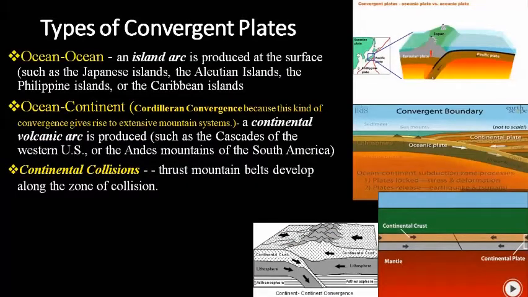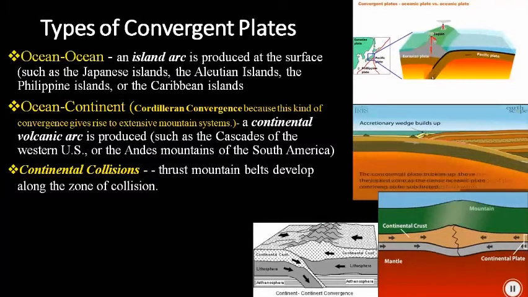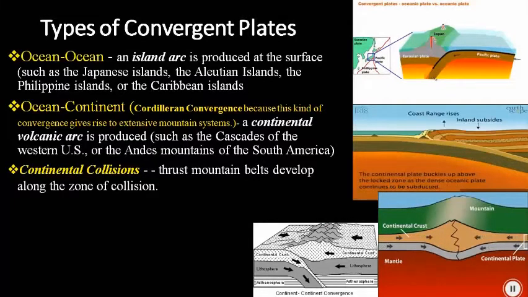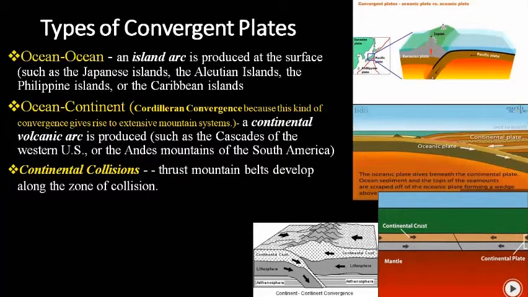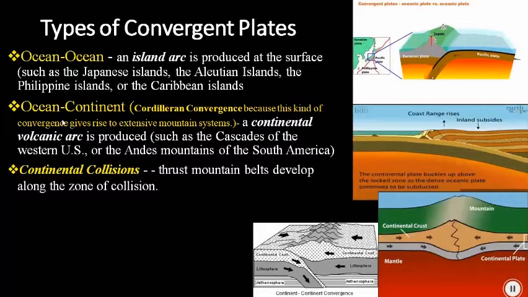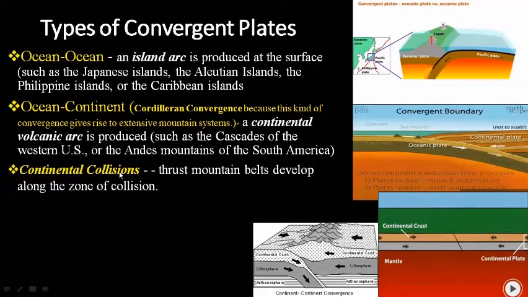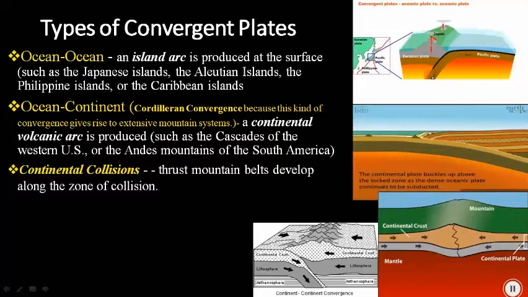Now we see the various types of convergent plates. Till now, we had seen convergent plates, but convergent plates are basically of three types. So what are the types of convergent plates? Just like you're seeing over here: ocean-ocean, ocean-continent, and continent-continent collision. Now, what happens in which, and why should we study each of them in detail?